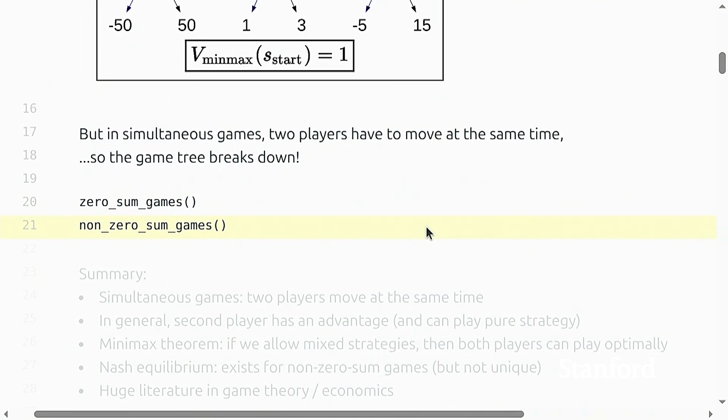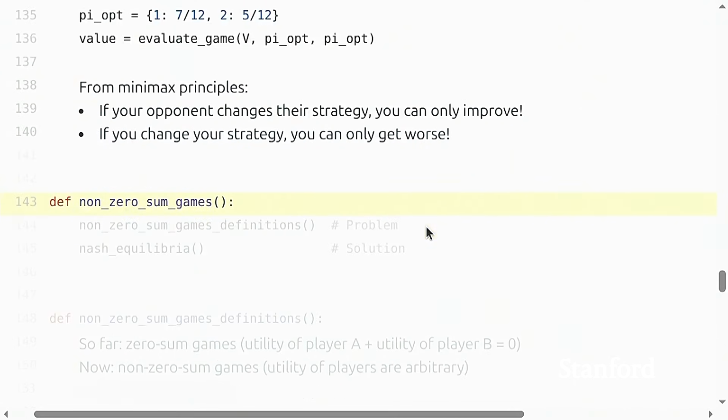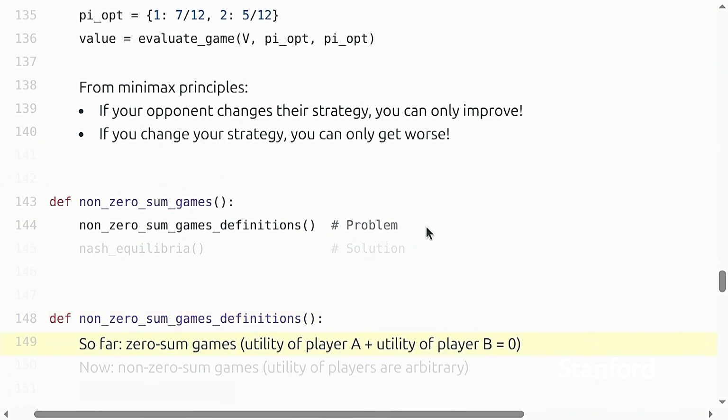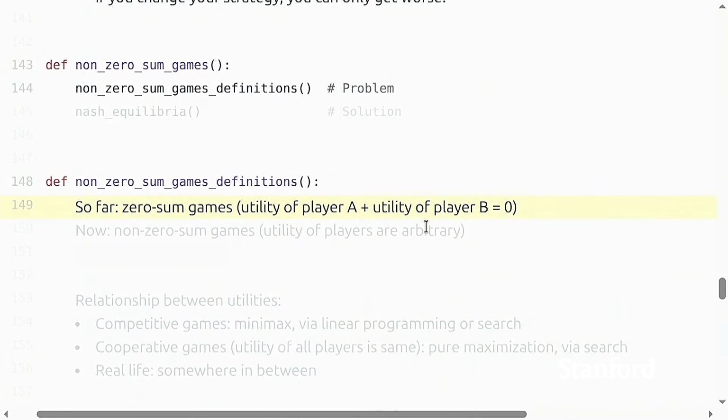So let me cover non-zero-sum games. This is going to be just a brief overview just to get you some exposure. We're not going to have time to go through it. So the idea with non-zero-sum games is that it's not zero-sum, so the utilities of the players are arbitrary. So far in this class, we have assumed the utility of player A plus the utility of player B is 0. In other words, utility of A is minus utility of player B.